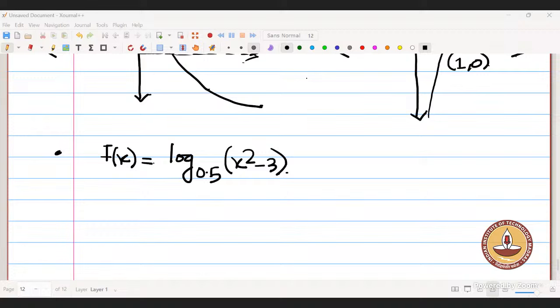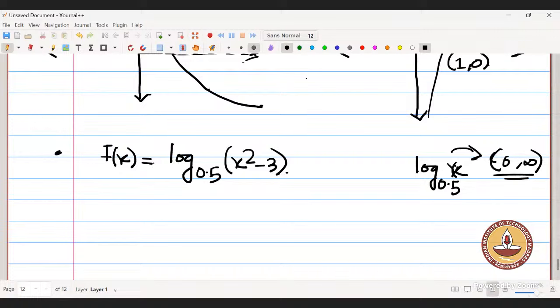See, what is the domain of log x? 0 to infinity. What is the domain of log x? This is basically 0 to infinity, right? The domain of this is 0 to infinity. So instead of x, what you have is x square minus 3, right? So then what do you want? To show that this expression makes sense, you have to find all the possible values of x for which x square minus 3 is greater than 0. Right? Yes, sir.